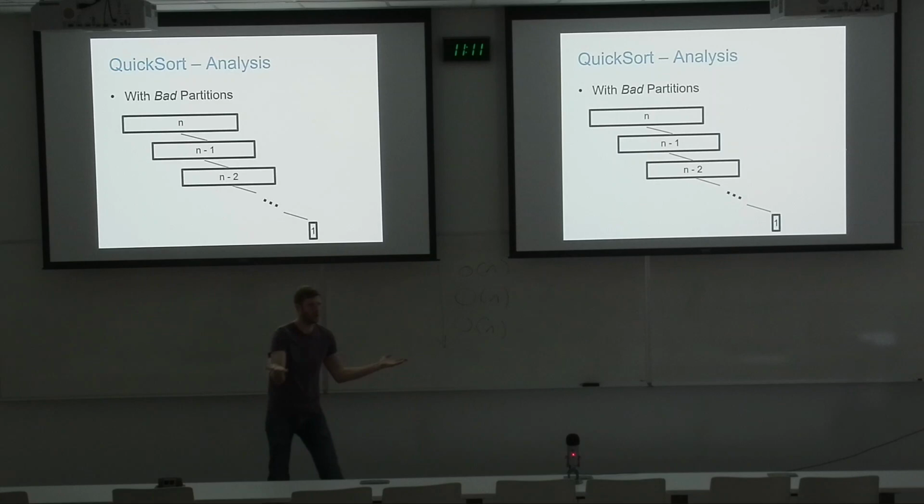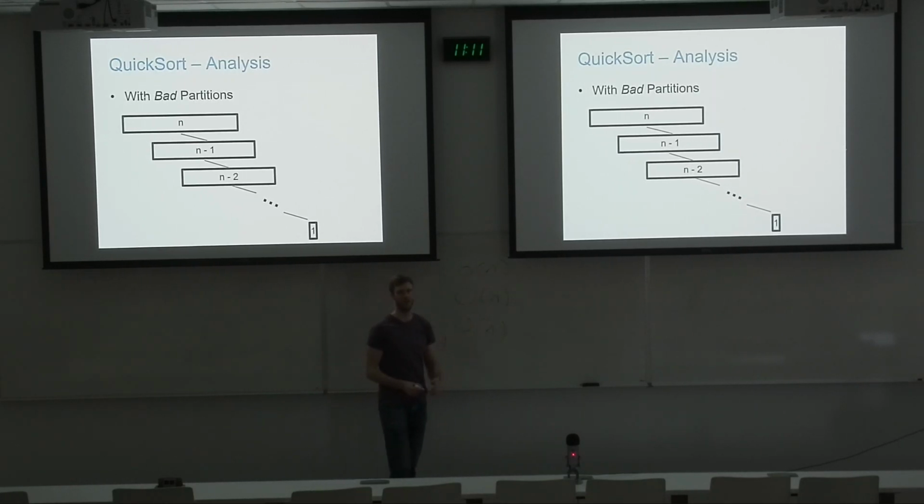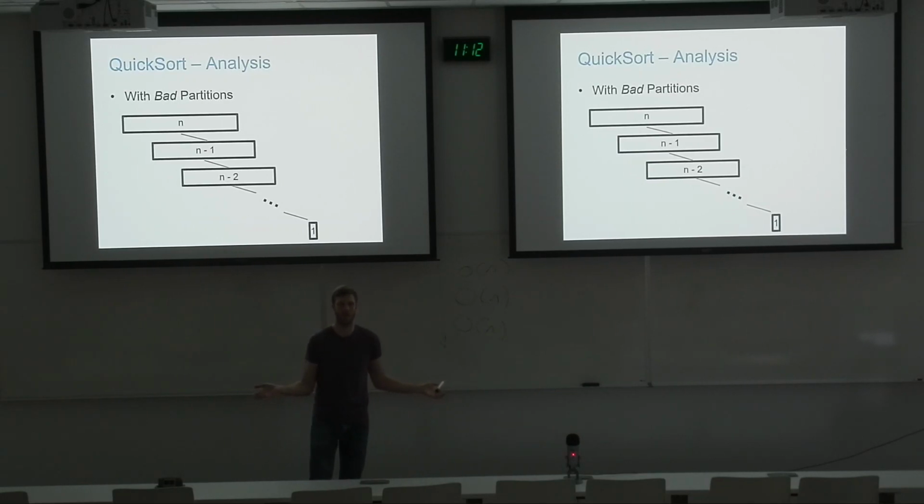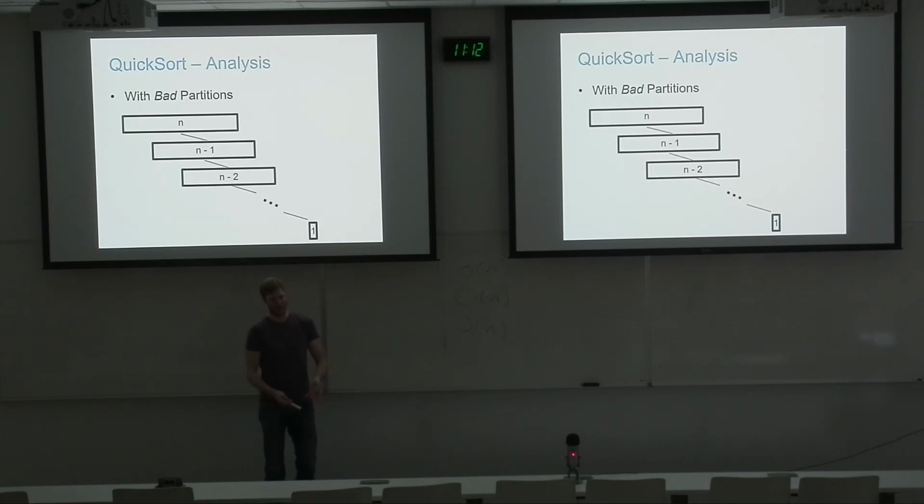So it's n minus 1. So it's still order n to do one layer. But now, how many layers are there in this tree? How many levels? Well, if you look at this, it should be pretty obvious that there's going to be n levels. N minus 1, n minus 2, until we're done with one thing left. So if we have bad partitions, it's n squared.